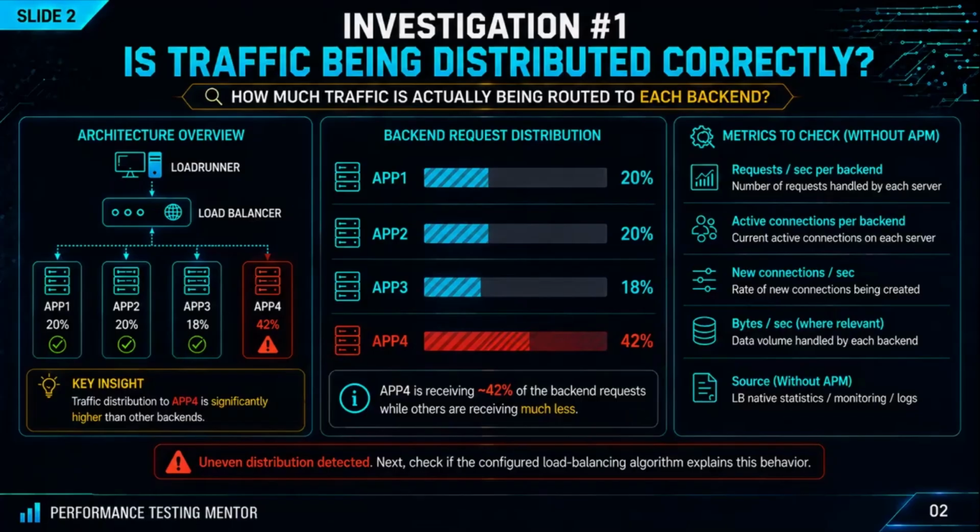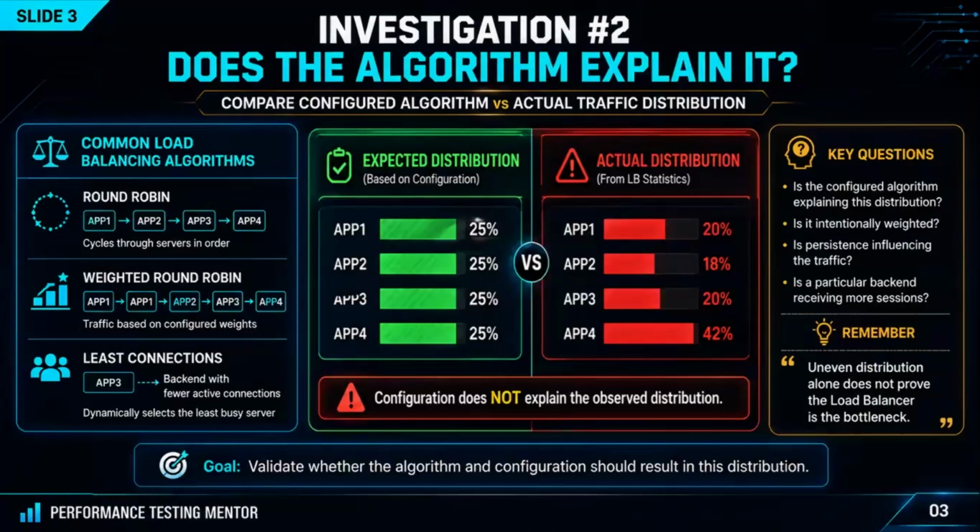To answer that, I first check the load balancing algorithm and configuration. It could be round robin, weighted round robin, least connections, or another algorithm depending on the load balancer. If weights are being used, I also check the backend weights. Then I compare two things: what should happen based on the configuration and what is actually happening. An uneven distribution is not always a problem. It could be the expected behavior of the configured algorithm.